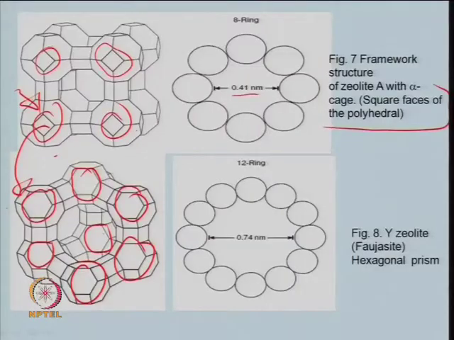So, you can see here that this is 0.41 nanometer, but here it is 0.74 nanometer, and the number of oxygen now in the ring is 12 rings, right. So, this is a Y type zeolite, which is based on the hexagonal prism, right.